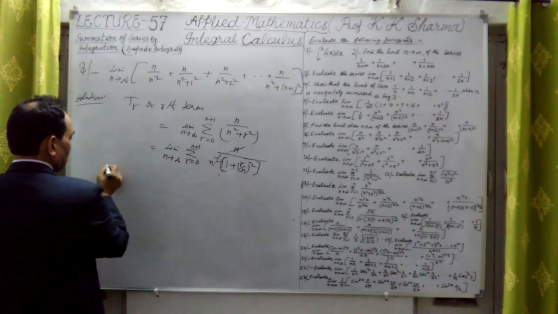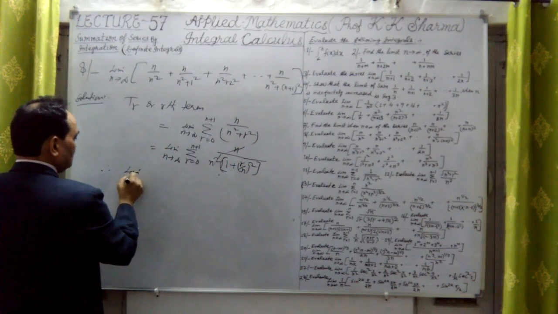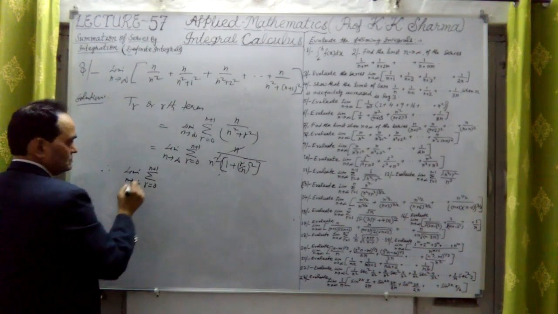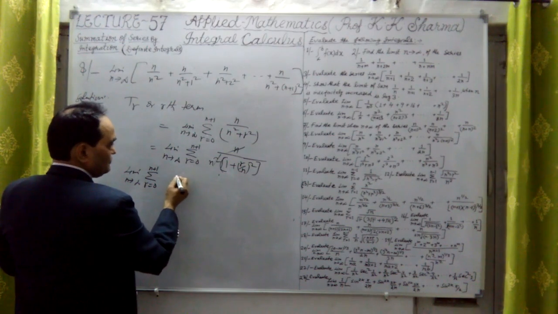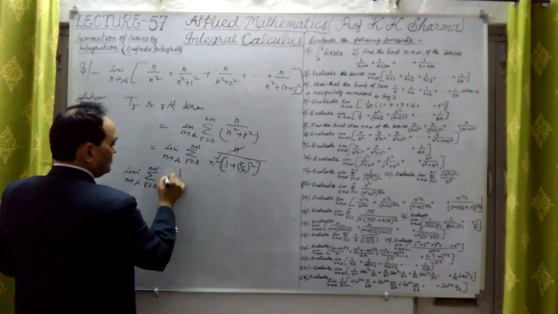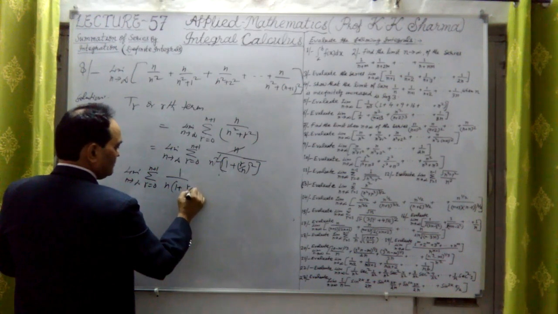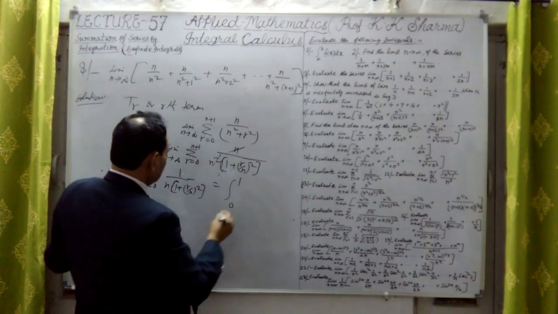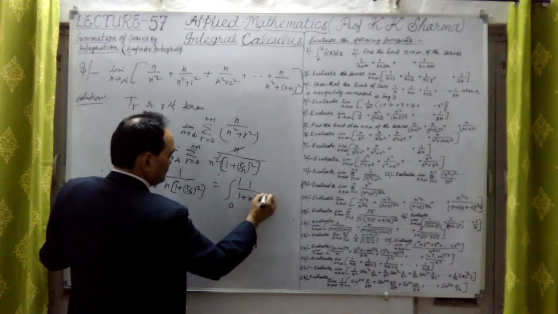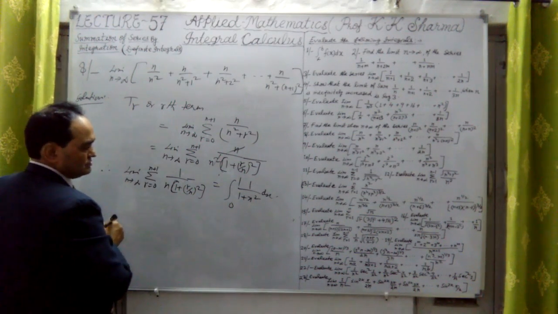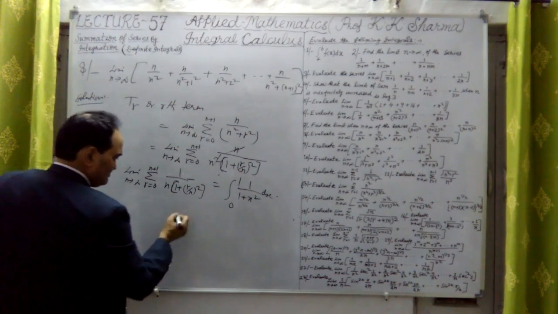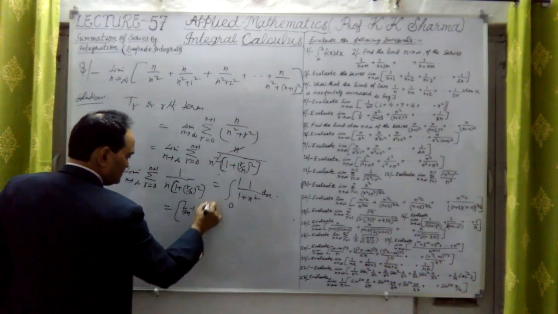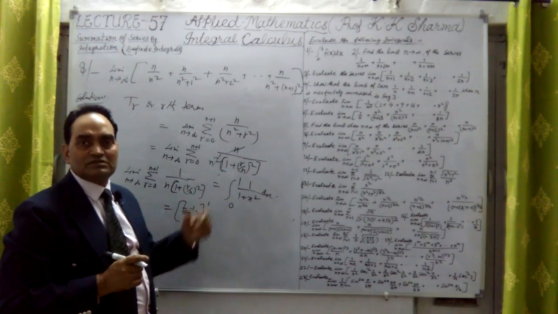This will be equal to, therefore, the limit n tends to infinity of sigma r equal to 0 to n plus 1 of 1 upon n into 1 plus r upon n whole square. It will be equal to the integral from 0 to 1 of 1 upon 1 plus x square dx. Now this is tan inverse x, because we know that the integral of 1 upon 1 plus x square is tan inverse x.